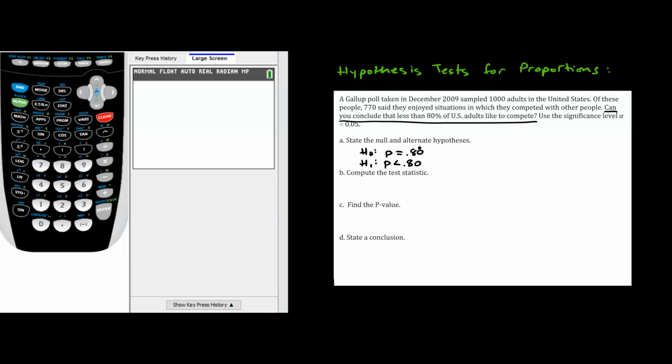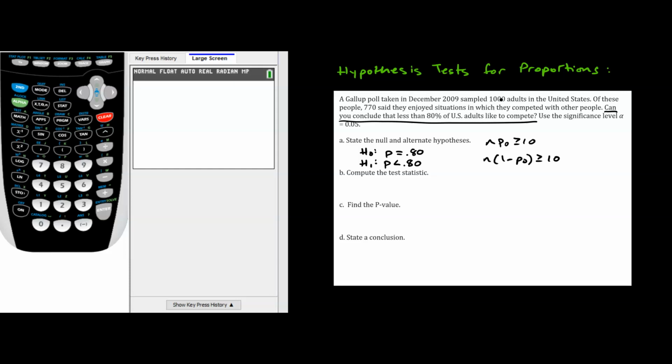Okay. Now, the one thing that I have not mentioned yet is checking assumptions. Before we go to the tool in the calculator, which we know is going to be 1-PropZTest, we should check to see if n times p naught is at least 10 and n times 1 minus p naught is also at least 10. But n is 1,000.